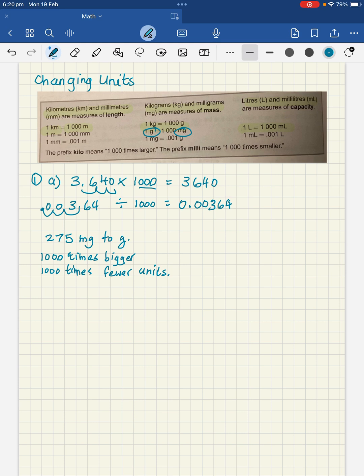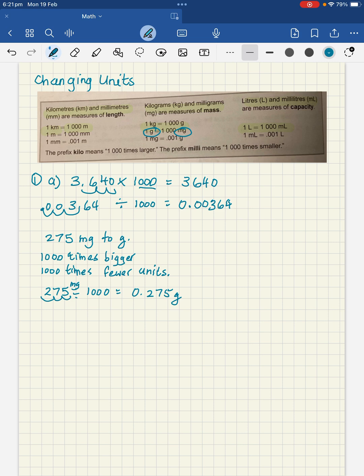Right? Because if you go from milligrams to grams, you're going to have what appears to be smaller digits, because you are going to divide by 1,000. So 275 divided by 1,000 would get you, so the invisible decimal is there, 1, 2, 3, so it would be 0.275 grams, right? Because 275 milligrams divided by 1,000 would get you 0.275 grams. So I want you to do the same thing for B, C, and D.